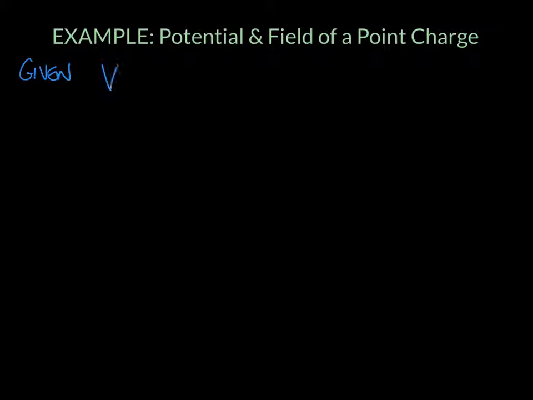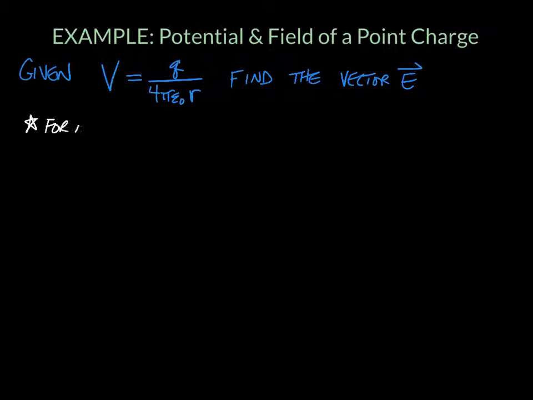So here, given that voltage, and we saw this the other day, can be written as Q over 4 pi epsilon naught R, or KQ per R. Find the vector E. So this lets us use some of this stuff we just worked on. For a radial field, which is what you pretty much always have, but in a single point charge it's all extending out, all right?